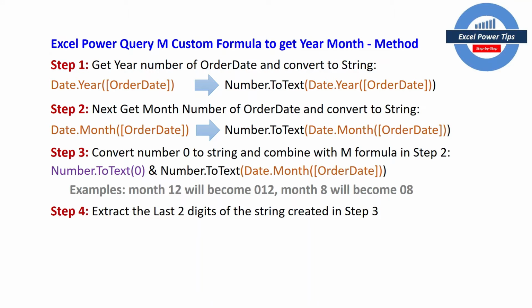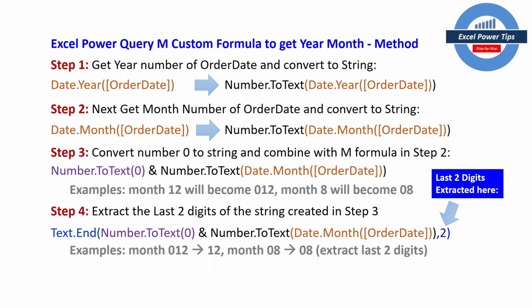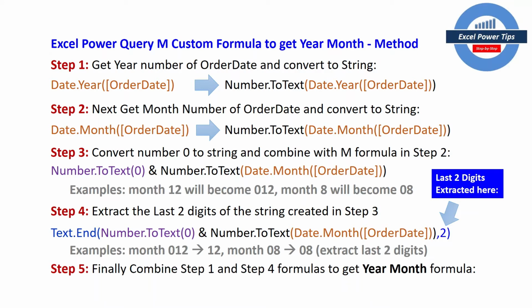Step 4, you now extract the last 2 digits of the string created in step 3. So in order to do that, use the Text.End function, and you put as the argument the formula in step 3, and the second argument of the Text.End function, you extract the last 2 digits. So using the same examples for step 3, month 012 will become 12, and month 08 will still be 08 when you extract the last 2 digits. And finally, you combine step 1 and step 4 formulas to get the year-month formula.